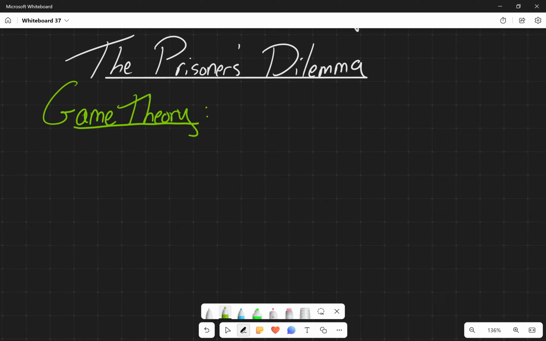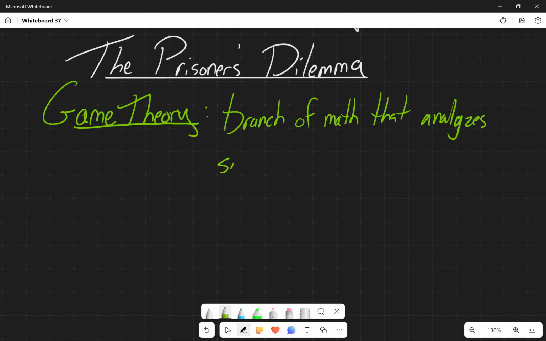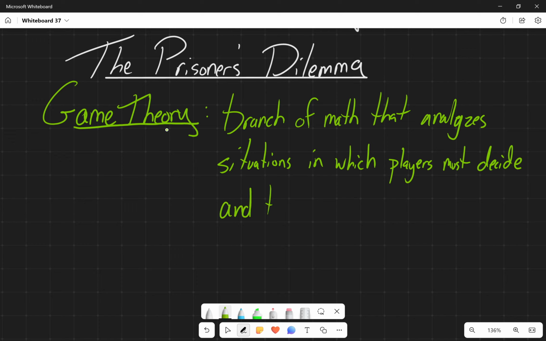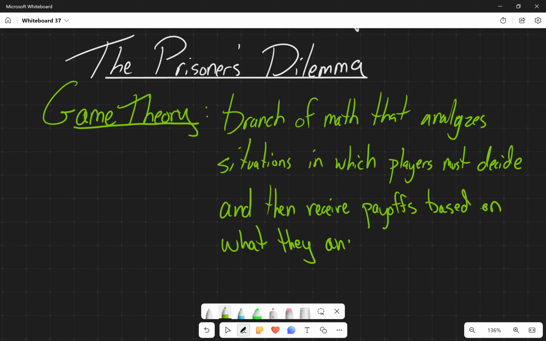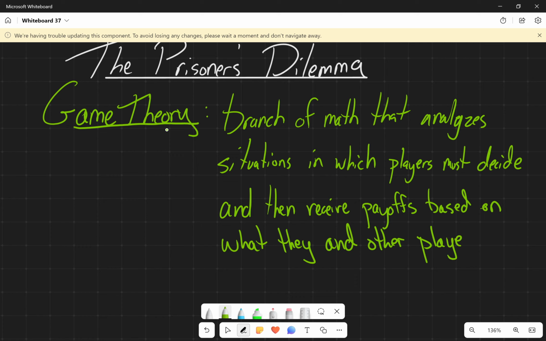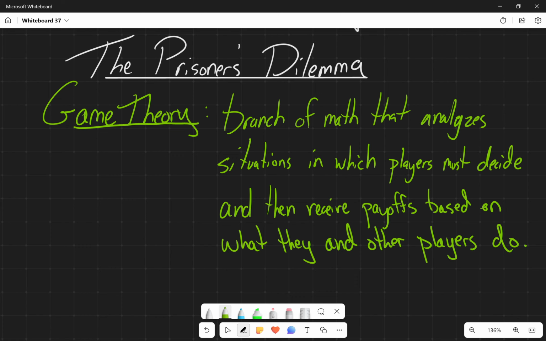So game theory is a branch of mathematics that analyzes situations in which players must make decisions and then receive payouts or payoffs, based on what they and other players do. That's where the interdependence comes in, right?